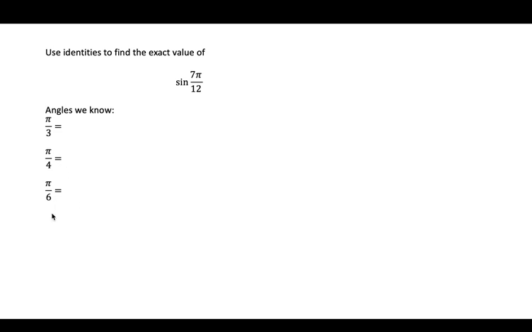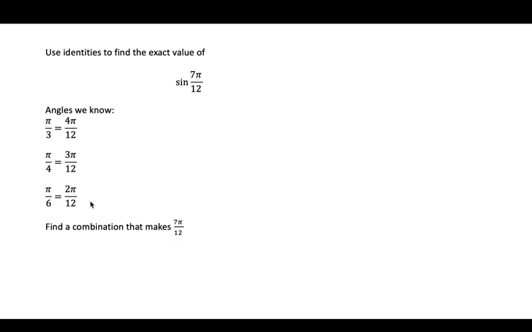Now, obviously, if you need to, you can think about pi and pi over 2 and 2 pi if those are necessary. But these are the angles that we know. And what I want to do is convert them to have a denominator of 12. So pi over 3 is 4 pi over 12. Pi over 4 is 3 pi over 12. And pi over 6 is 2 pi over 12. Remember, we're making the denominator be 12, so we're multiplying both the numerator and the denominator by 4. Here we're multiplying both the numerator and the denominator by 3. In here, both the numerator and the denominator were multiplied by 2.